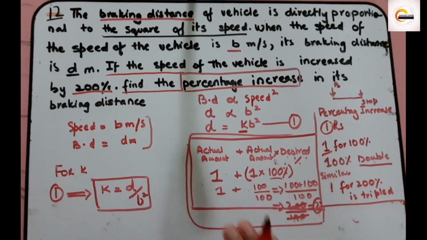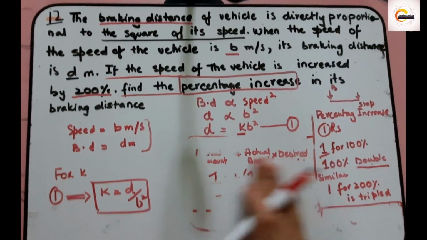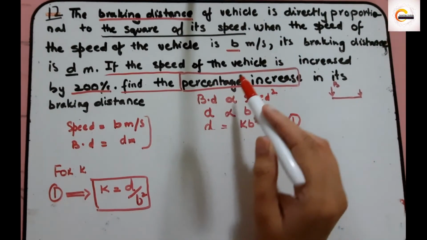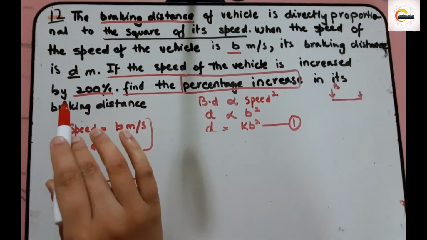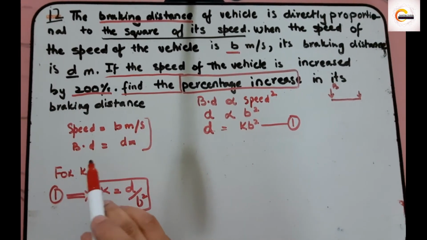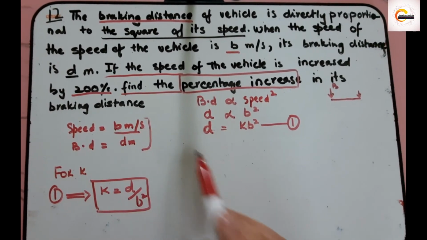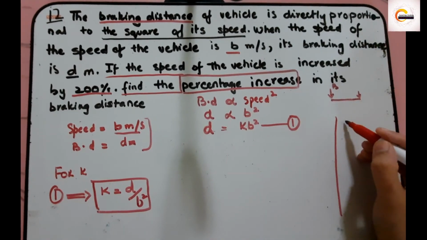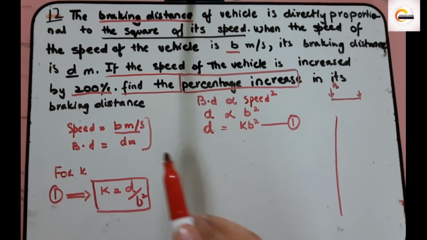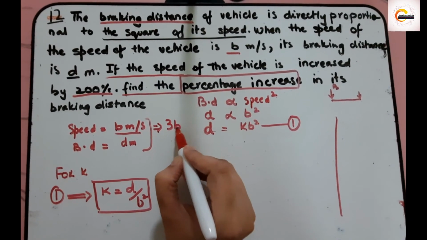Let's get back to our question, which was: if the speed of the vehicle is increased by 200%. So the speed of the vehicle is B. If it is increased 200%, remember what I have told you? If there is a 200% increase, it will be tripled. So this B will become 3B.